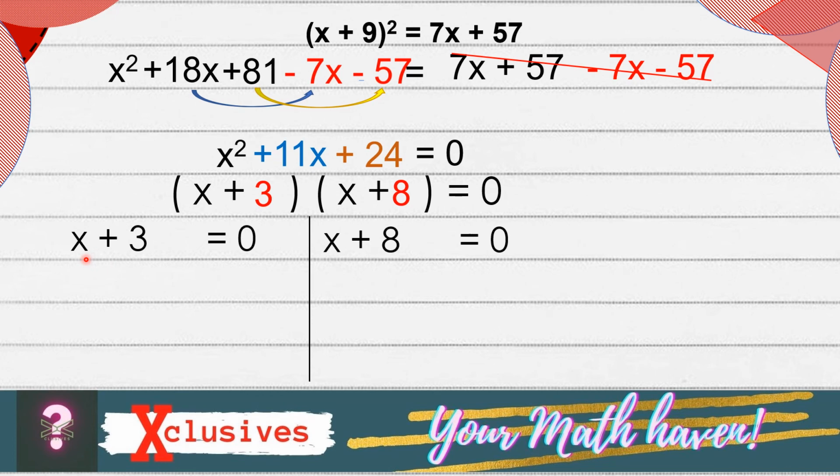To solve for the value of x, we may subtract both sides by 3. So positive 3 minus 3, that is 0. So our x is negative 3. And to solve for the value of x on this side, we may subtract both sides by 8. So 8 minus 8, that is 0. And our x is negative 8. Therefore, our roots are negative 3 and negative 8.